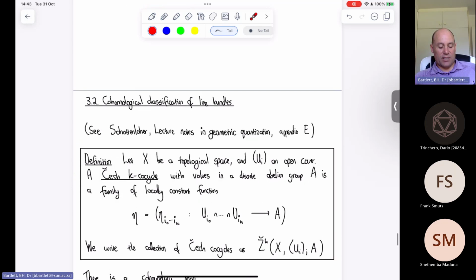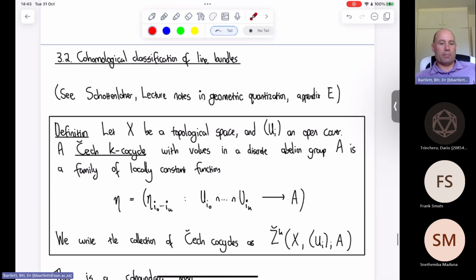So I have to define what Čech cohomology is. So let X be a topological space, and U an open cover of that space. It's called Čech because it's named after Eduard Čech, who was himself a citizen of the Czech Republic. Okay, that's where the name comes from. And that funny little symbol there is just how you write the surname in Czech.